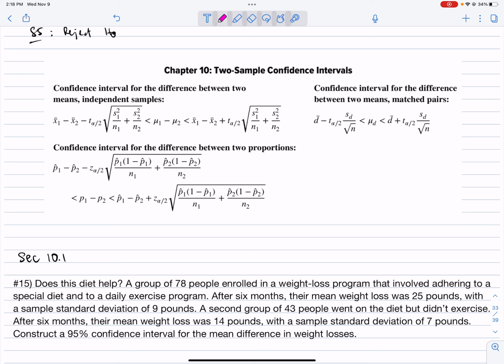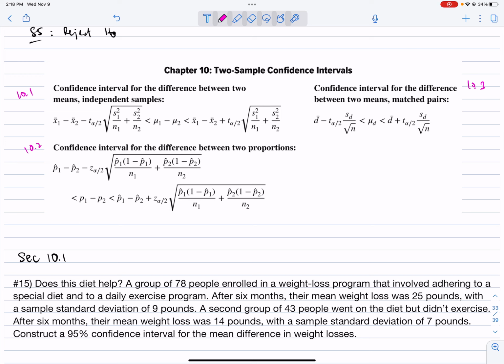Chapter 10, the two sample confidence interval. So we have three formulas in chapter 10: 10.1, 10.2, and 10.3. The way for us to recognize which formula to use is we read the problem and see whether they are talking about the confidence interval for the mean or for the proportion, and the means and matched pairs.